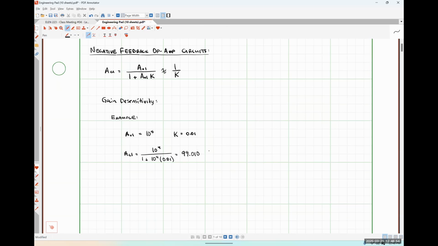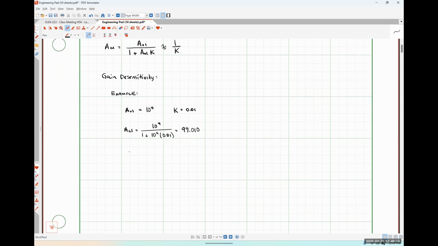And this would come out to be a gain, if my math is correct, which I believe it is, of 99.010. So we can see that our closed loop gain is significantly less than our open loop gain, right? We went from essentially a factor of 10 to the 4 to pretty much 10 to the 2, okay? So things are happening correctly.